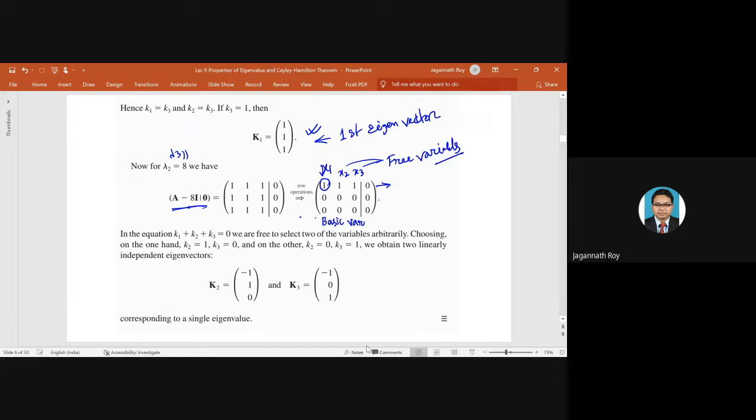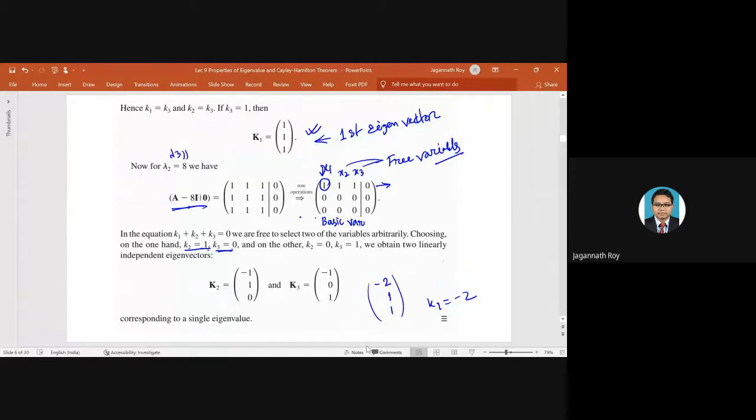Okay. So that is why we can say, if we choose k2 and k3 equal to 1, 0, or even 1, 1 also, in that case k1 plus k2 plus k3 becomes 0. So this is 1, and if this is also 1, you will have k1 equals minus 2. So in that case, the eigenvector can be minus 2, 1, 1. This is one example.